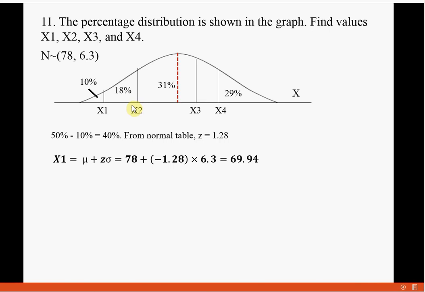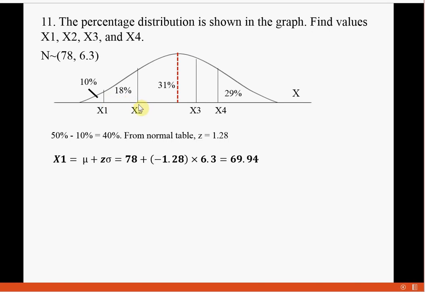Let's look at this corner. In this corner, we know from x1 to x2 it's 18%. Then from x1 to the left is 10%. This big corner to the left of x2 is this corner plus this slice. So the big corner is 10 plus 18, which is 28%.